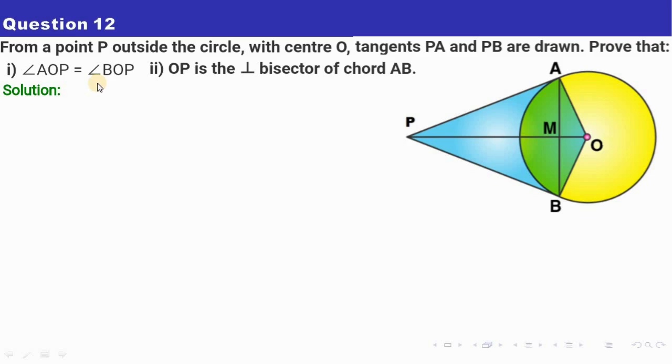So let us first see the first part, and we'll go to the second part. The first part is in triangle AOP and triangle BOP. All right, so there are two triangles being formed here.